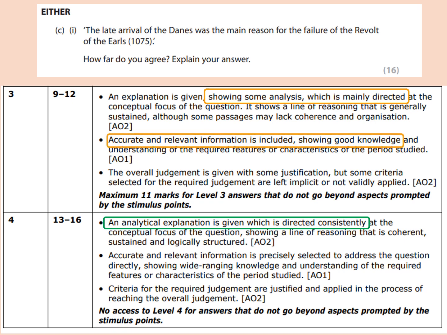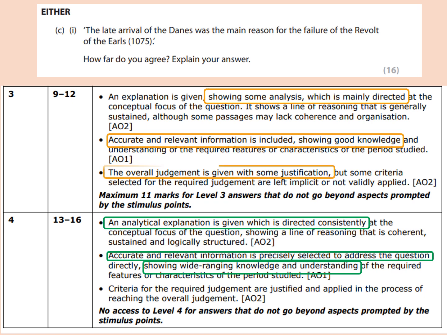In terms of knowledge, accurate and relevant information is included showing good knowledge in level 3, but this is taken a step further in level 4: accurate and relevant information being precisely selected to address the question. That means that you're not just choosing the right information and not making mistakes with your facts, but you're selecting the very best examples to back up your arguments, and you're showing a wide-ranging knowledge and understanding rather than just a good one. And then what about the judgment?